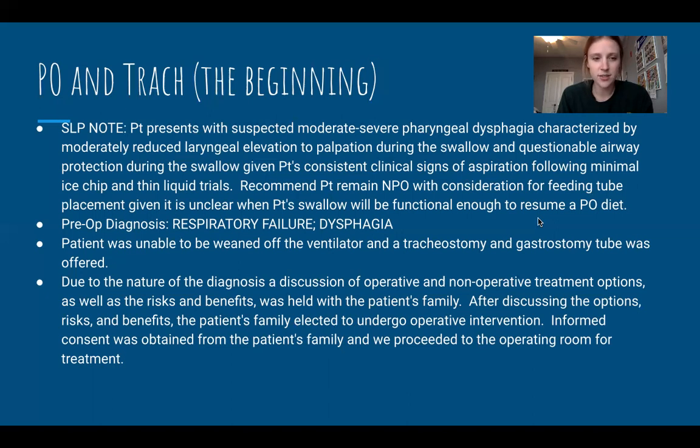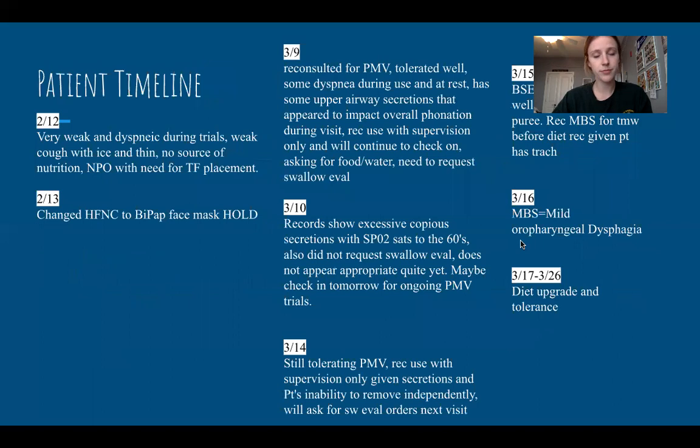And I'll just read this. Due to the nature of the diagnosis, a discussion of operative and non-operative treatment options, as well as the risks and benefits, was held with the patient's family. After discussing the options, risks, and benefits, the patient's family elected to undergo the operative intervention. Informed consent was obtained from the patient's family, and we proceeded to the operating room for treatment. So she got her G tube and her tracheostomy tube.